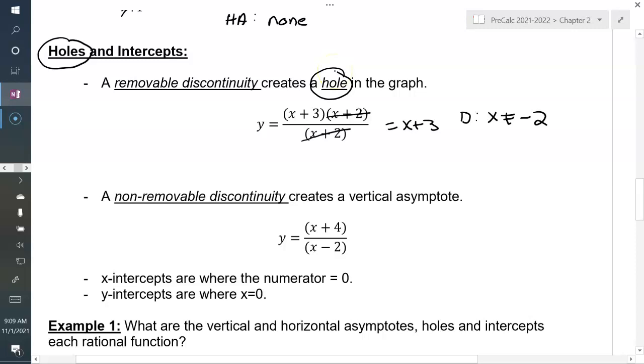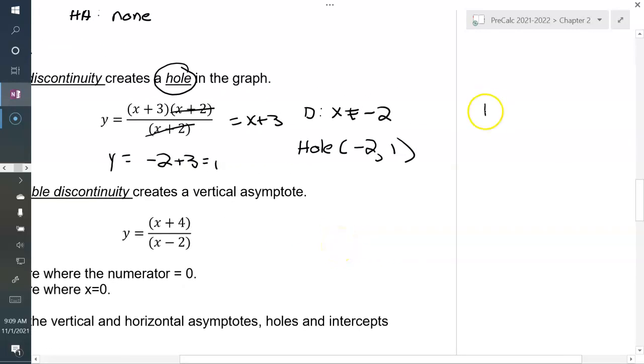So because it cancels, we call that a removable discontinuity, and it makes a hole. And the hole will happen at the x coordinate of negative 2. And then you can plug your negative 2 into the expression and figure out what the y is. So y would be negative 2 plus 3 equals 1. So on your graph at the point negative 2, 1, you would place a hole. And what that's going to look like is something like this.